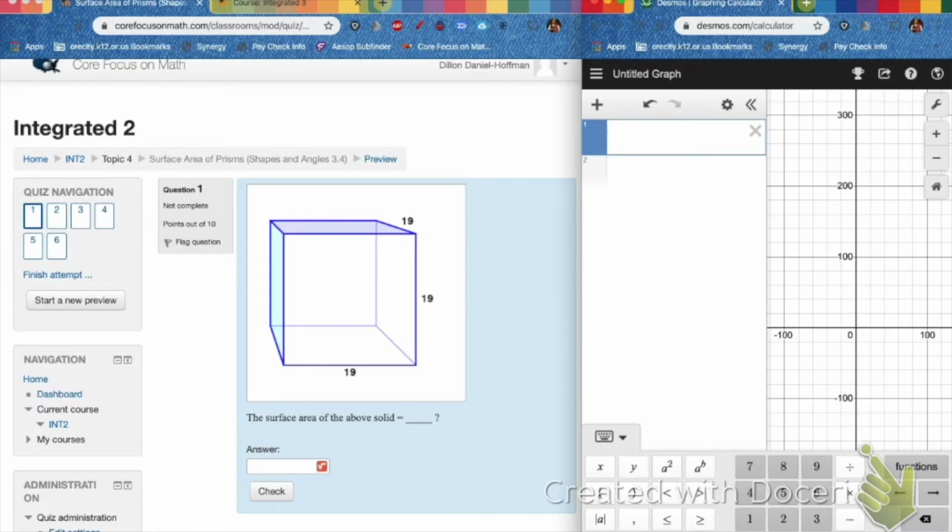Look on your screen right now, open up the assignment. You should see number 1 looking a lot like this, where it has a cube, and you have different numbers than me probably. I have 19. You should have a different number than 19 most likely, but they're all going to be 19.